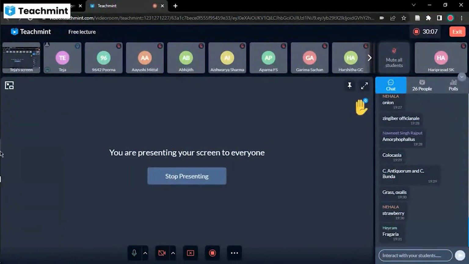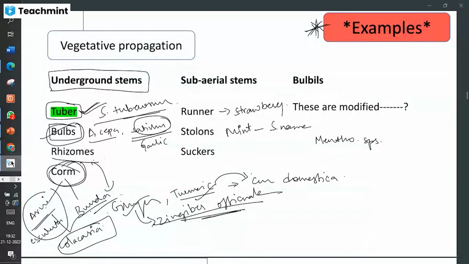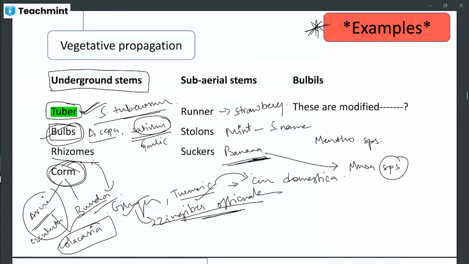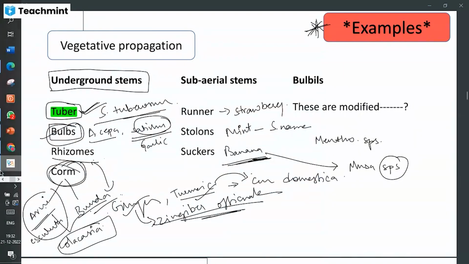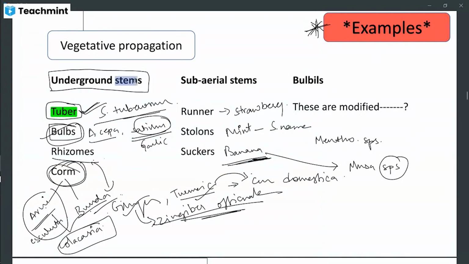Banana. Okay, banana scientific name. Musa domestica. Okay, Musa species, because there are many species in banana. So these are the two different terms that we just learned about, underground stems and subaerial stems. These are the modifications of your stem parts. The name itself indicates it is a modified stem.